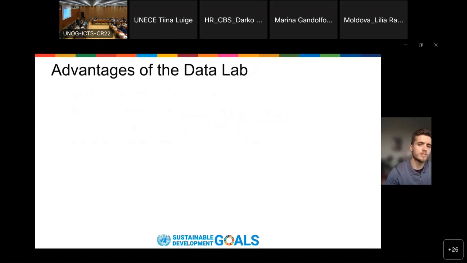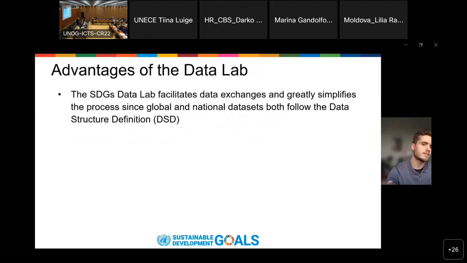So in terms of some of the advantages, as I said, the Data Lab allows this data exchange, and it greatly simplifies the process because the global and national data sets are both following the data structure definition. The data structure definition sets out the requirements, the constraints that the data has to fit within, and that allows exchange to be simplified and efficient.